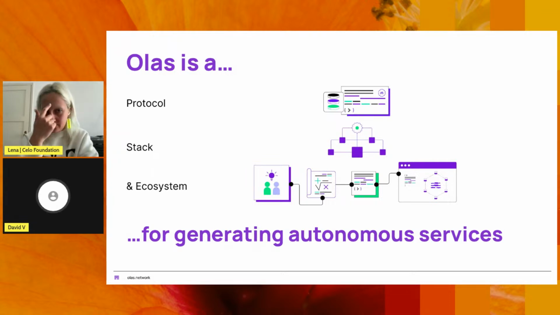Then, apart from the protocol, we have this open source stack to code and create autonomous services. The name of this stack is Open Autonomy, and we will see more on that in a second. And then, of course, we have this rich ecosystem of different autonomous services and agents that are running these applications in a decentralized way.